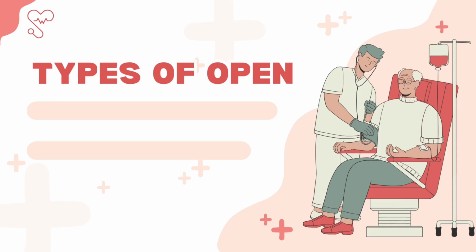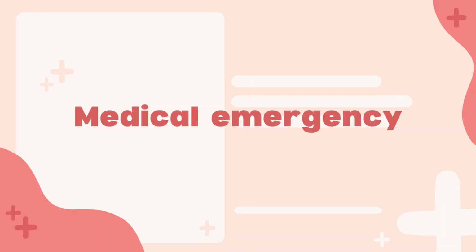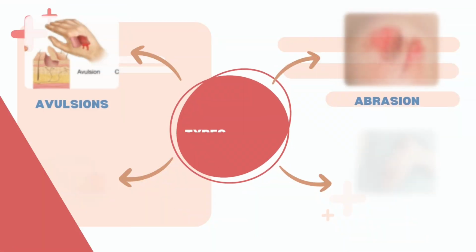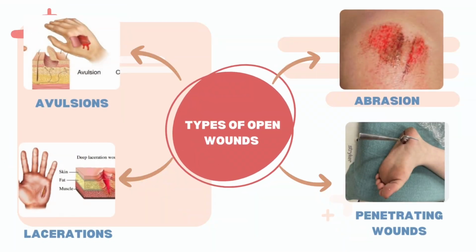Next up, I'll be explaining regarding the types of open wounds. Based on the situation that we have seen from the previous video, the type of emergency involved is a medical type of emergency. And as we all know, there are 4 types of open wounds, which include abrasion, penetrating wounds, laceration wounds, and avulsions.